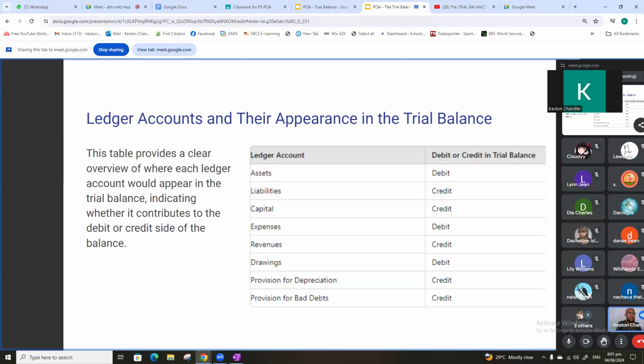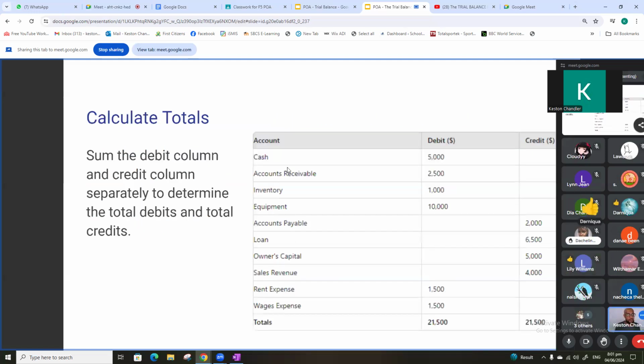So if you learn this table, it's easy for you to either prepare a trial balance, or if you're given a trial balance with errors on it and you are asked to correct it, you will know where balances should be. All right, give me a thumbs up if you're okay with that. These slides that we're looking at, I've already sent inside of the WhatsApp group, so you're going to find all of this there. And we're recording the session too.